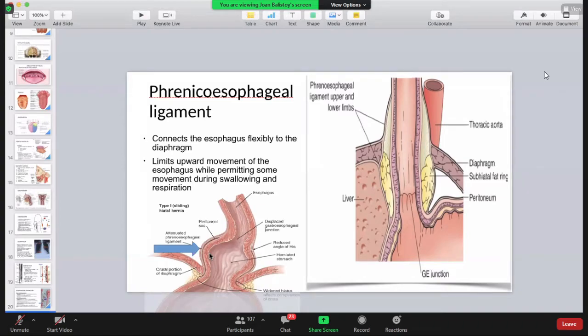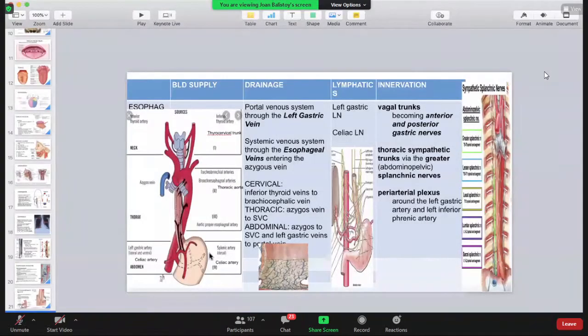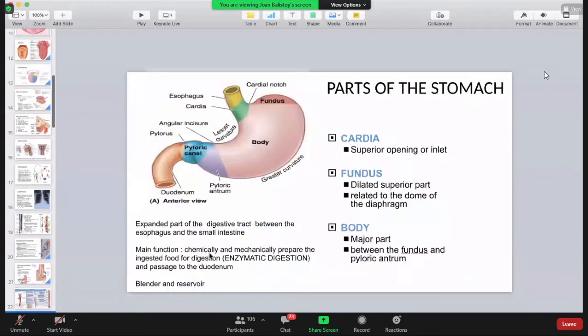So the blood supply, you have here the supply of your esophagus, the drainage, the lymphatic, and the innervation. I suppose you know all of this from your theoretical part. I don't pay attention to this much because we are laboratory. All right. We now go to the next organ of the gastrointestinal system, which is the stomach.